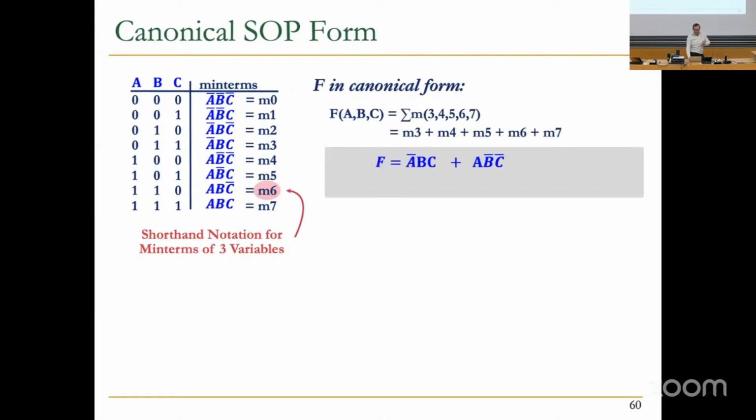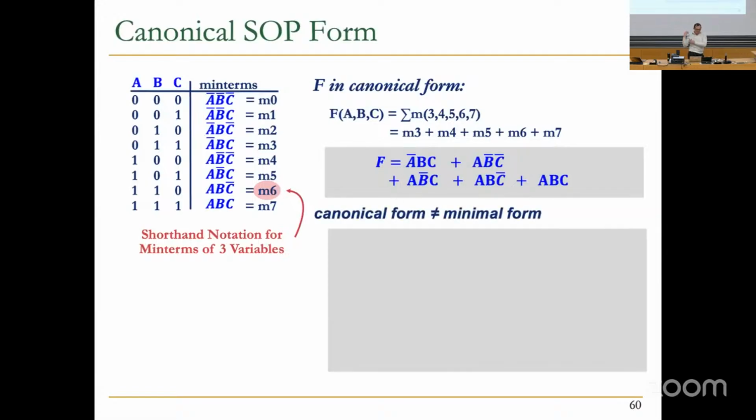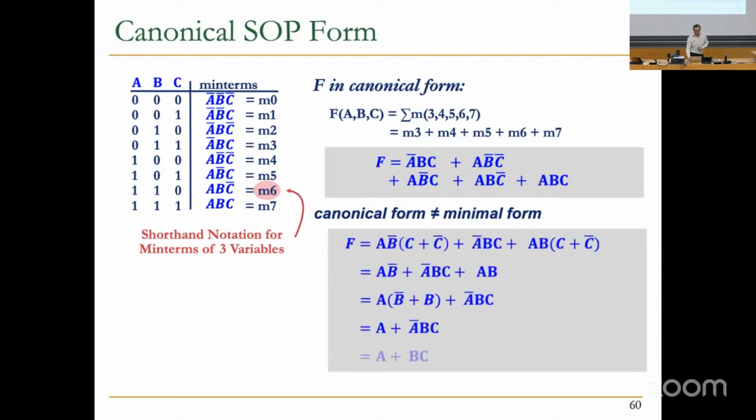If I give you this function consisting of minterms 3, 4, 5, 6, 7, you can figure out exactly what these are, because it's a 3-input function. Without looking at the truth table, you can say, this is my function. And then you know that this is clearly not a minimal form. You go through minimizing using Boolean equations, and this evaluates to A plus BC.